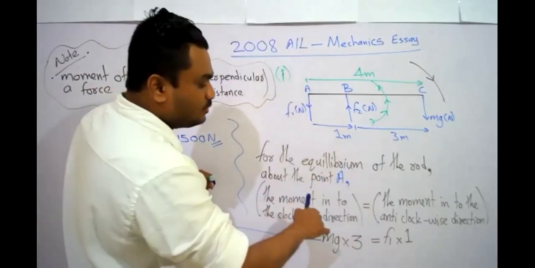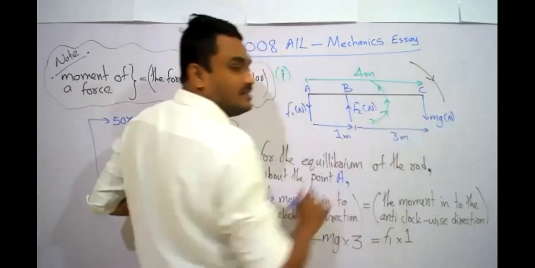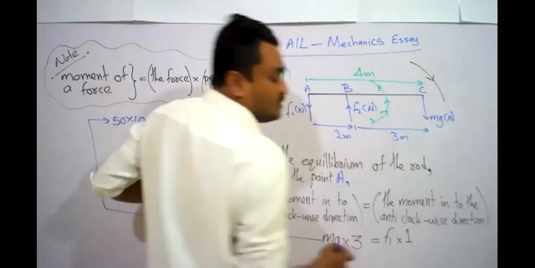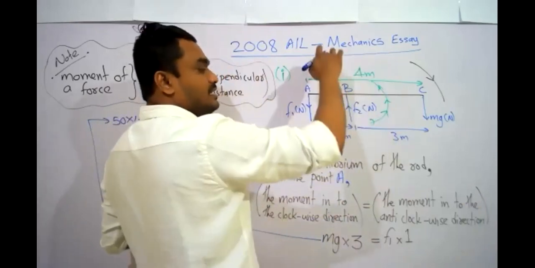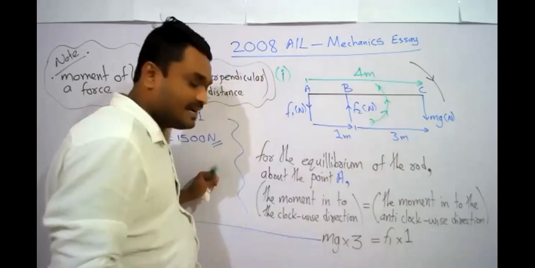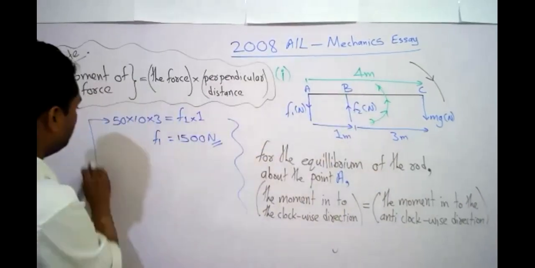The moment in the clockwise direction, the rotating effort in this direction, should be equal to the moment in the anti-clockwise direction, the rotating effort in this direction. Once the rotating efforts cancel out, the rod will be at rest. Let me erase them because we have already obtained this.